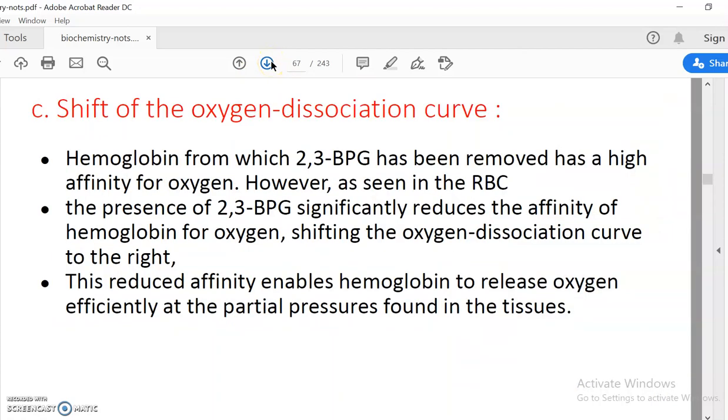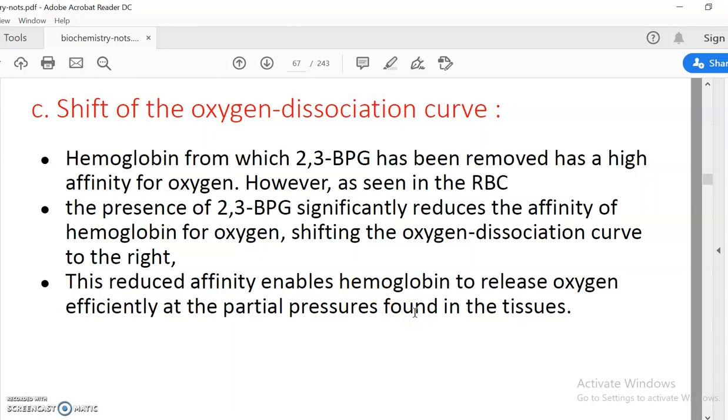Shift of the oxygen dissociation curve. Hemoglobin from which 2,3-BPG has been removed has a high affinity for oxygen. However, as seen in the red blood cell, the presence of 2,3-BPG significantly reduces the affinity of hemoglobin for oxygen, shifting the oxygen dissociation curve to the right. This reduced affinity enables hemoglobin to release oxygen efficiently at the partial pressure found in the tissue.